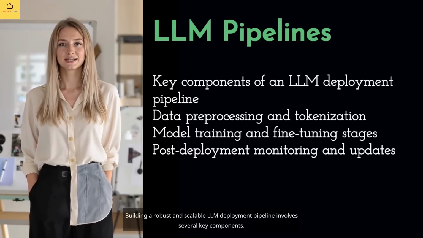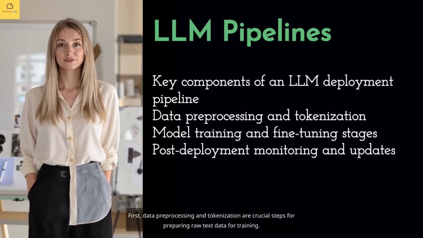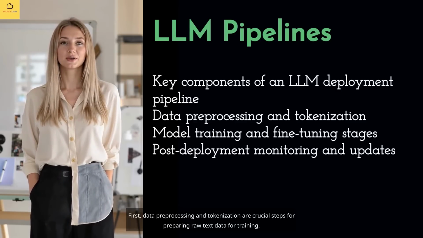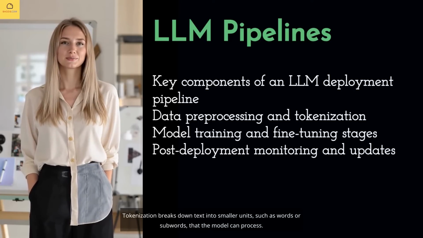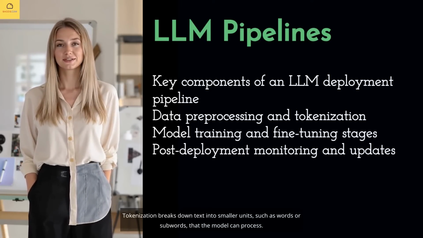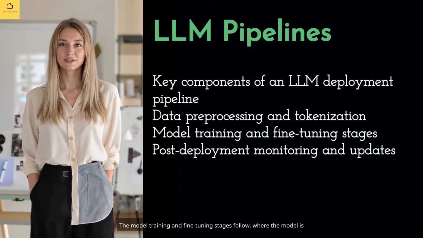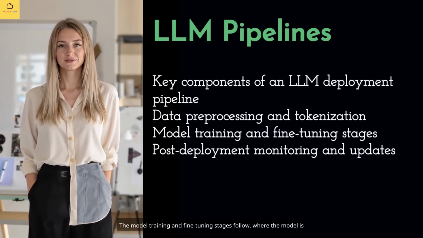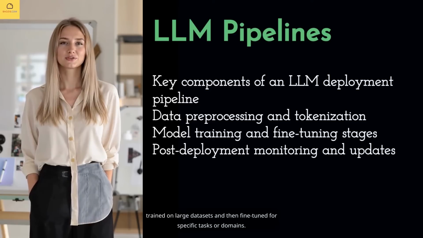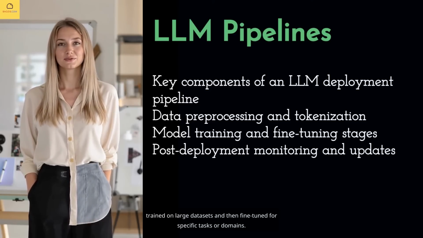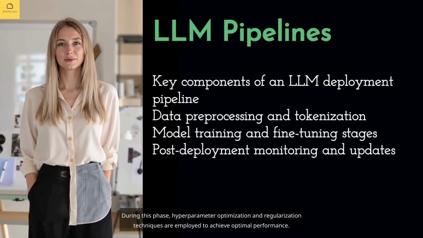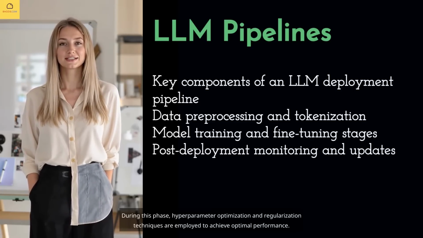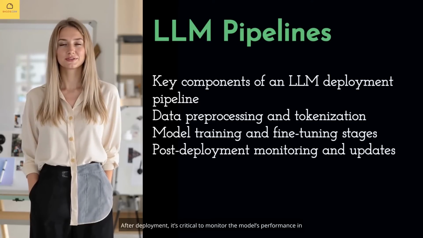Building a robust and scalable LLM deployment pipeline involves several key components. First, data pre-processing and tokenization are crucial steps for preparing raw text data for training. Tokenization breaks down text into smaller units, such as words or subwords, that the model can process. The model training and fine-tuning stages follow, where the model is trained on large datasets and then fine-tuned for specific tasks or domains. During this phase, hyperparameter optimization and regularization techniques are employed to achieve optimal performance.